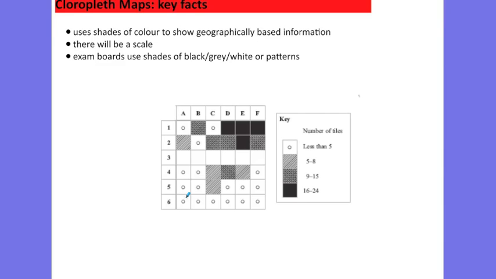The really important part here is that obviously in the exam, this is going to be in black and white. So not using colours, often they will use shades of grey or pattern to show the different sections located within the actual map. So the key part is really important to be able to interpret the choropleth map.